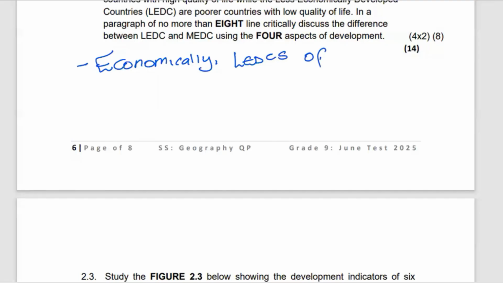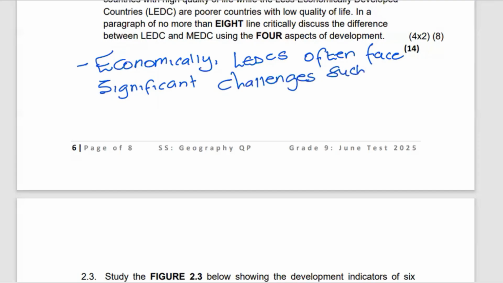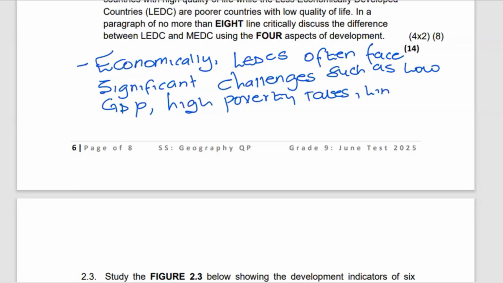LEDCs often face significant challenges such as low gross domestic product, high poverty rates, limited access to resources.